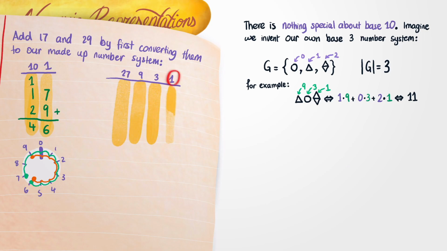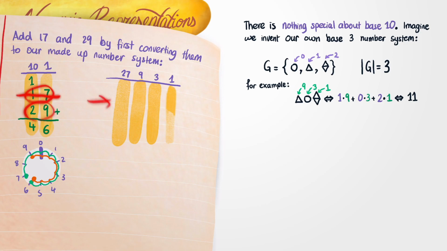So we can see that 1 times 3 is going to be 3, 3 times 3 is 9, and then 9 times 3 is 27. I've written out 4 columns this time because we don't know how many columns we're going to need. The first thing to do is to convert each of these numbers into this representation over here.